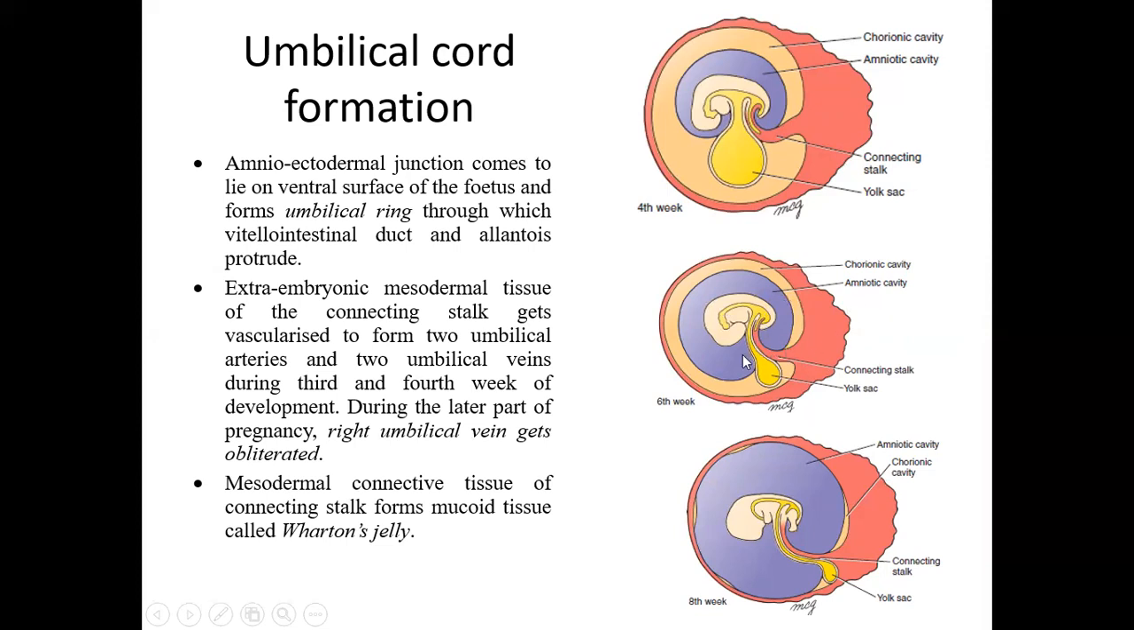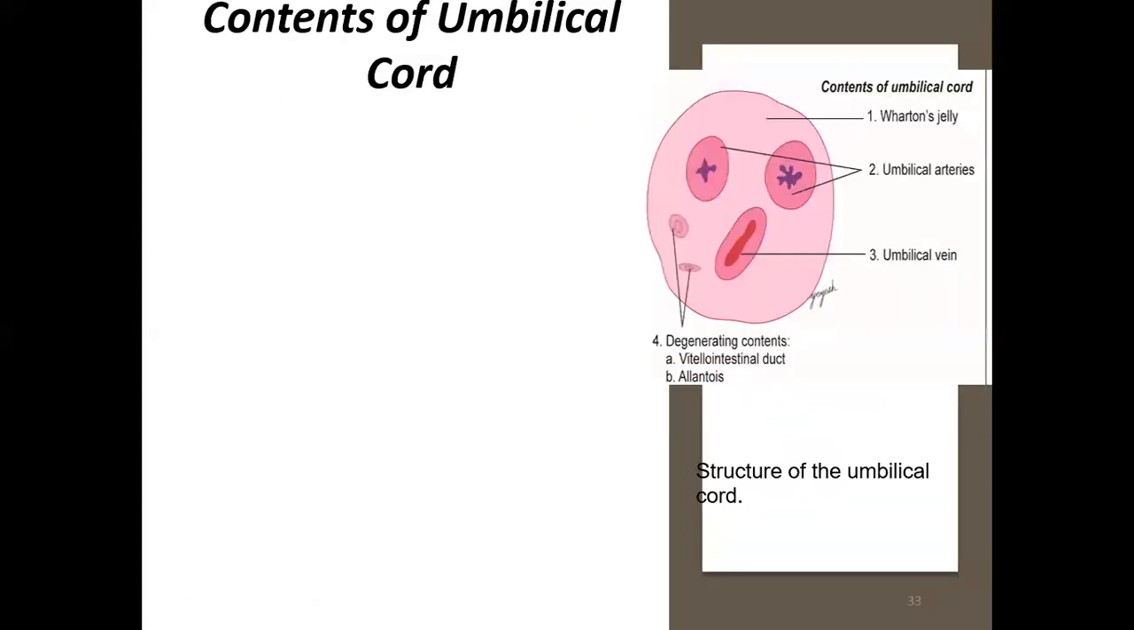During the later part, the right umbilical vein gets obliterated and only the left umbilical vein is left. The mesodermal connective tissue of the connecting stalk forms the mucoid tissue, which is known as Wharton's jelly. It is the only form of embryonic tissue which is present in human beings after birth.